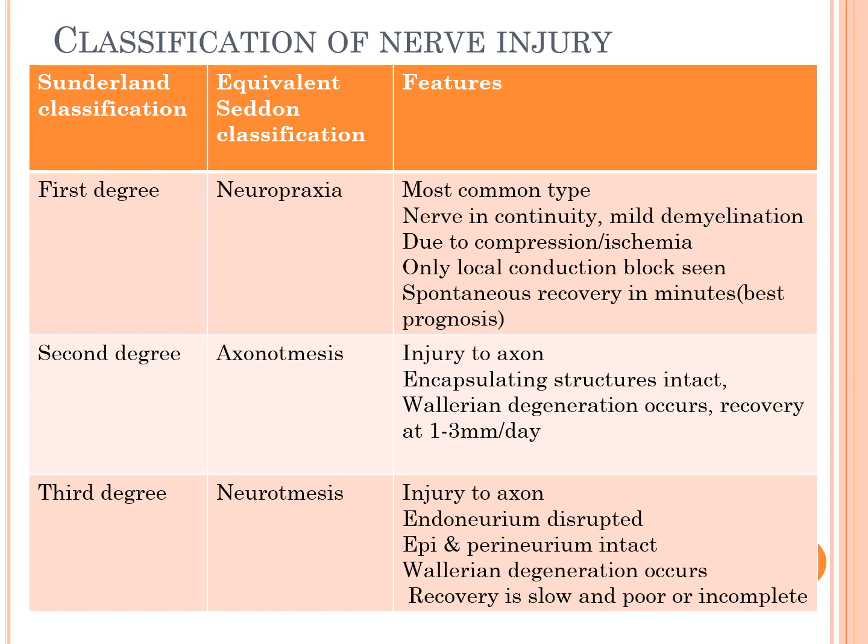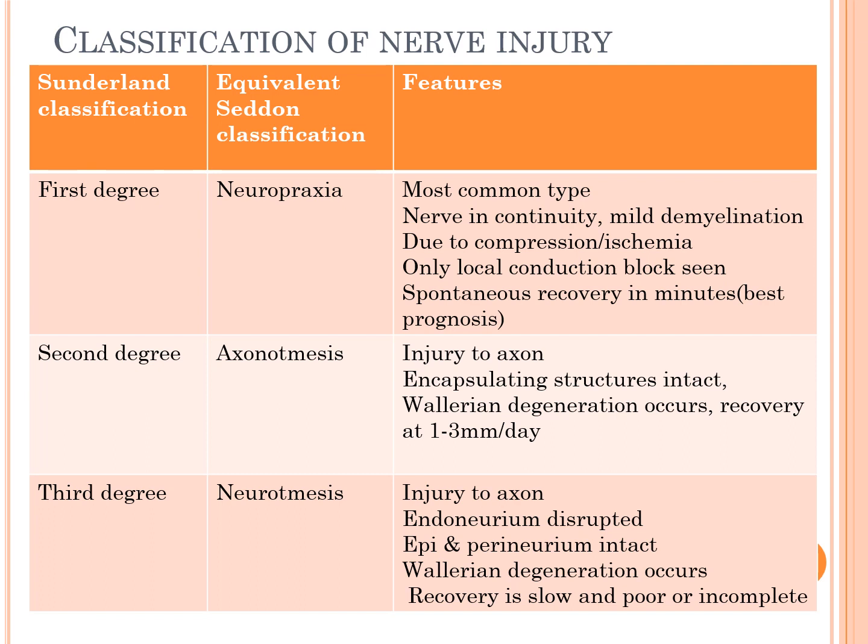In 2nd degree classification, that is in axonotmesis, there will be injury to the axon and encapsulating structures. Like we have seen when we studied the nerve, there are three layers where the single nerve fiber is surrounded by endoneurium, which is the innermost layer, then a group of nerve fibers forms fasciculi, and each fasciculus is surrounded by a covering called perineurium, and all the fasciculi together form the nerve, that is surrounded again by a connective tissue called epineurium.